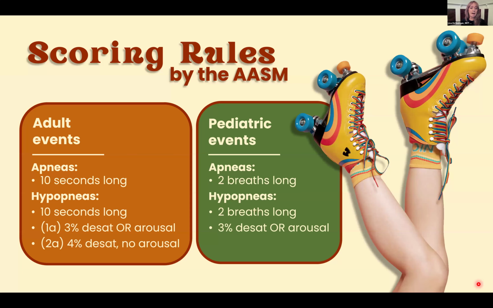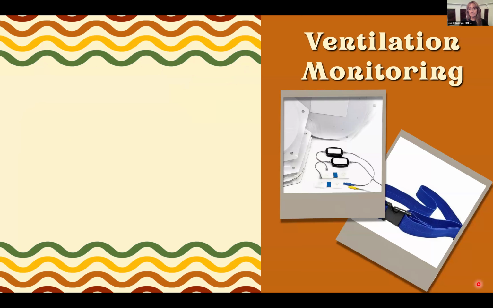Adult scoring does have 1A and 1B, I think. I put 2A there. Anyway, 3% or an arousal, or if you do the Medicare rules, it's 4% with no arousal. For hypopneas, we're just looking for 2 breaths of 30% drop with a 3% desat or an arousal. So a little bit of difference there.